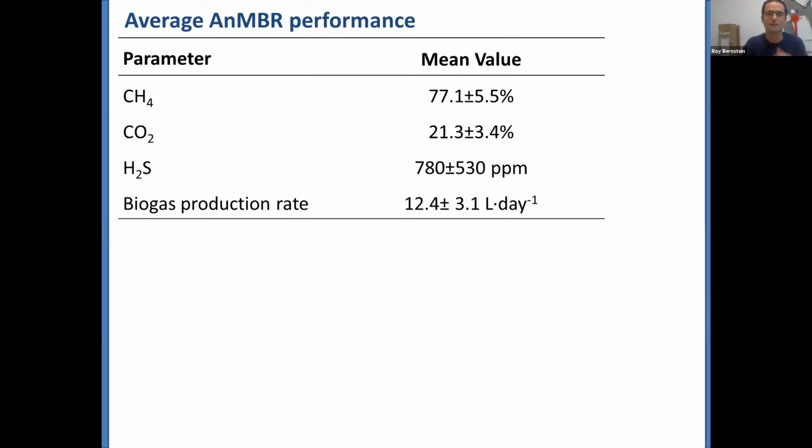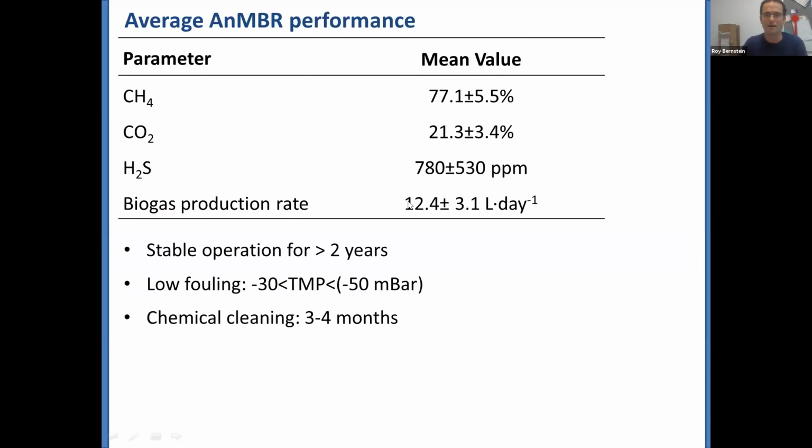We also collected the biogas, so we had typical performance of the biogas composition with relatively high methane and CO2. Occasionally, we had a high concentration of H2S, depending on the water quality that we got from the factory, when we had a reasonable biogas production rate. Overall, we are still running the system more than 3 years already. It is relatively stable. We had very low fouling due to very conservative process parameters, and we need to clean the membrane every few months.